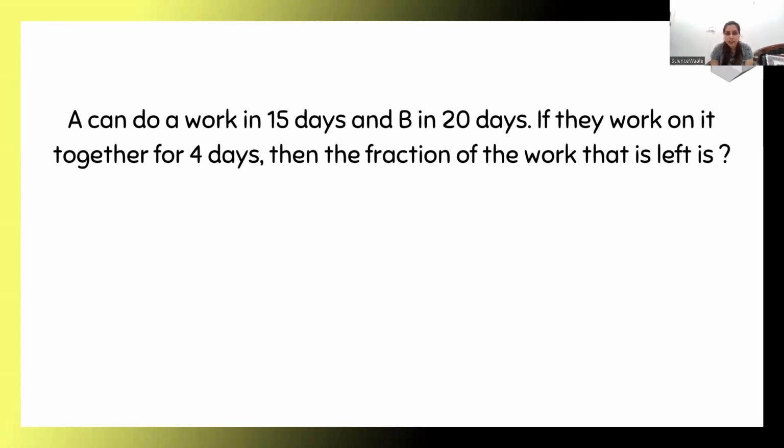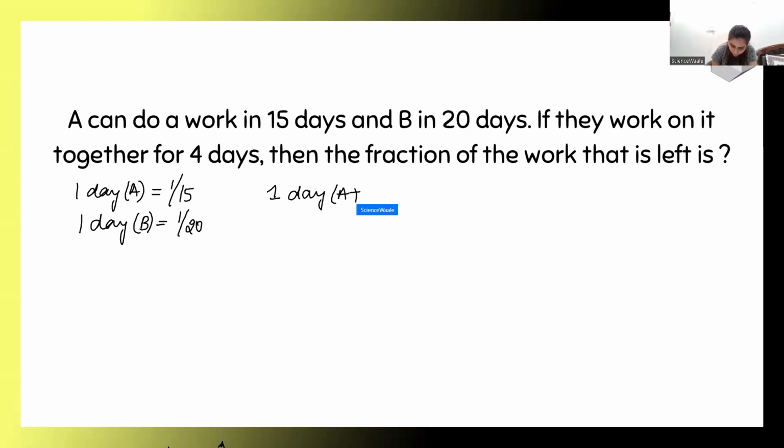A can do a work in 15 days and B can do a work in 20 days. If they work on it together for 4 days, then what is the fraction of work left? So here 1 day work of A is given as 1 by 15 and 1 day work of B is given as 1 by 20. So first let's calculate 1 day work of both A and B. This is 1 by 15 plus 1 by 20. Let's just take 60 as the LCM. 15 4s are 60 and 20 3s are 60. So this is going to be 7 by 60.